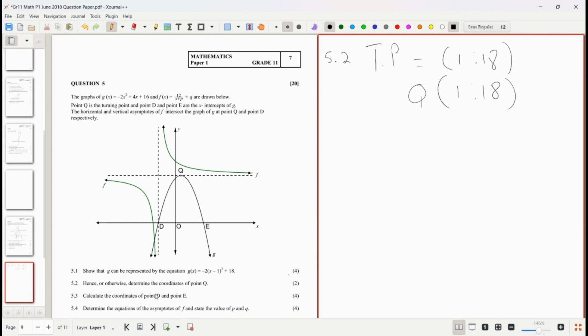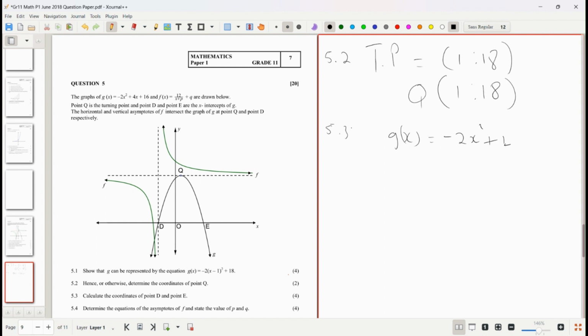And then 5.3, they ask us to calculate the coordinates of point D. So if we check, point D is the x-intercept of g of x. So we need to check the x-intercept of g of x, because this is where the graph cuts the x-axis, right? So 5.3, we know g of x, we can even write it in its original form.